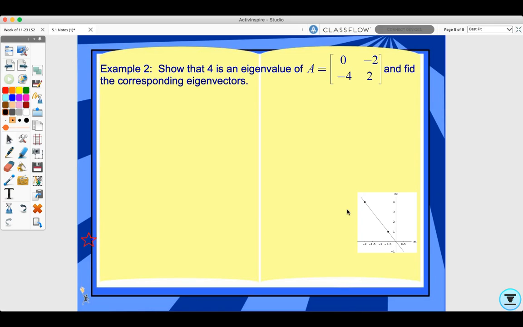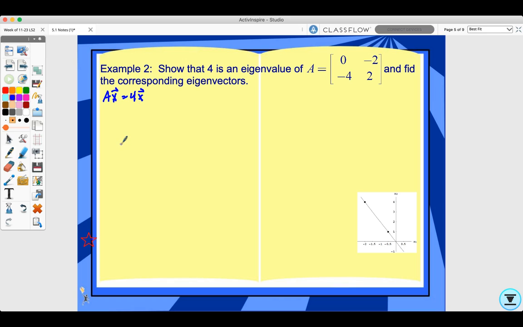Let's look at example 2. Show that 4 is an eigenvalue of A and find the corresponding eigenvectors. Okay, to show that 4 is an eigenvalue of A, we need to show that Ax is a multiple of x. So go ahead and doing that. We first need to set up Ax equals 4x.